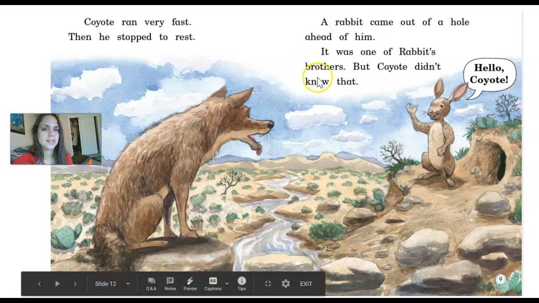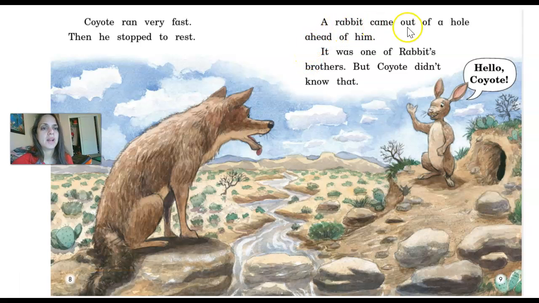There's a tricky word on this page. Let's see if we read the word that's on the page. A rabbit came out of a hole ahead of him. Did that word trick you at all? Ahead of him?